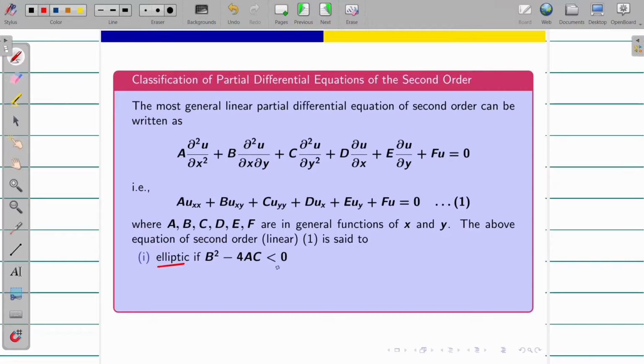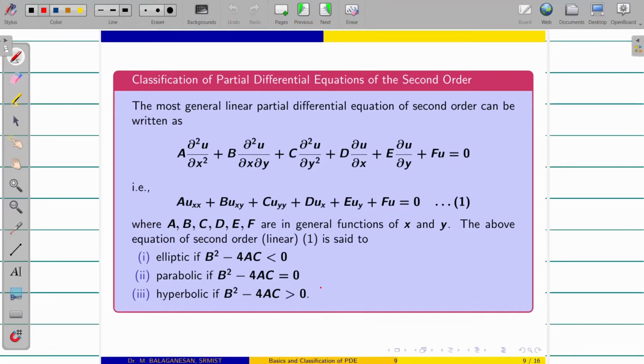So it is elliptic if it is less than 0, that is, negative. Some non-major students, at the 12th level, the higher secondary level, study some courses without mathematics. For them, identifying the inequality will be very difficult. That's why it is better to read it like that, as negative. If it is negative, it is elliptic. If it is 0, it is parabolic. Instead of greater than 0, say positive. If it is positive, then it is hyperbolic.